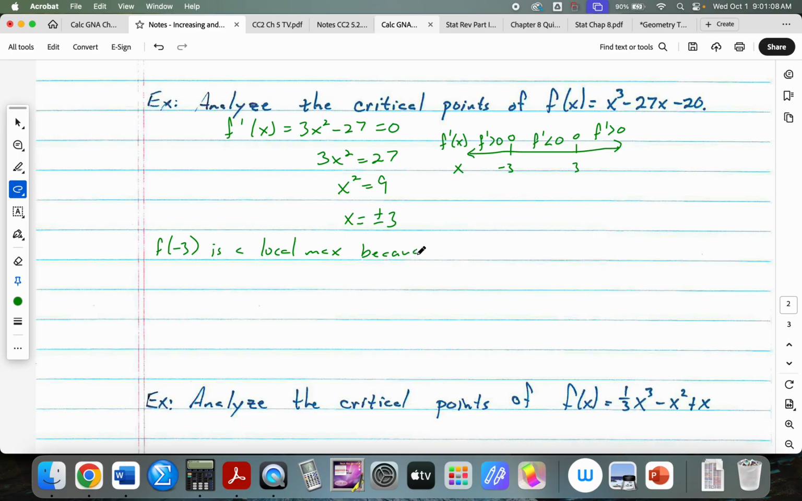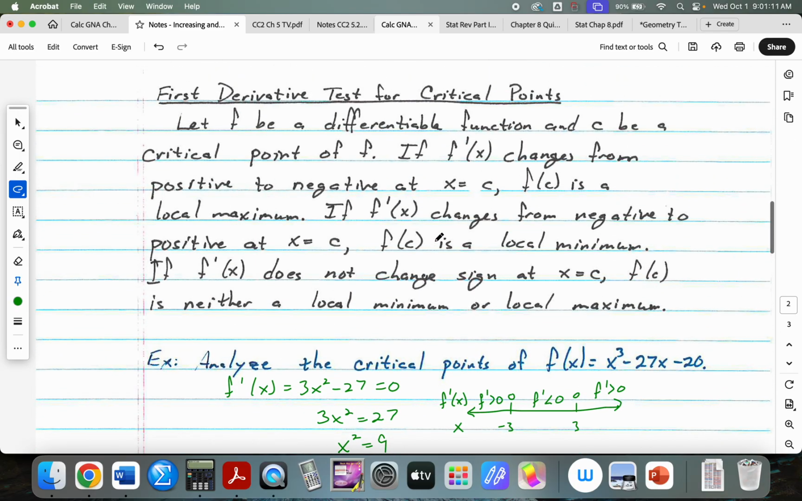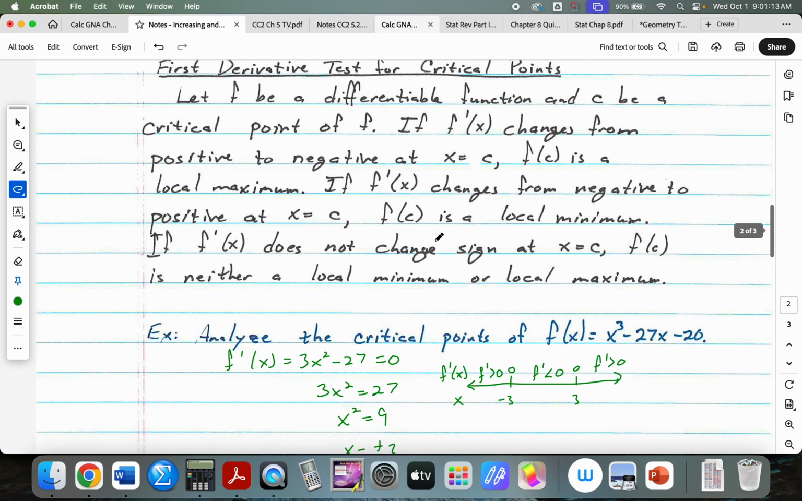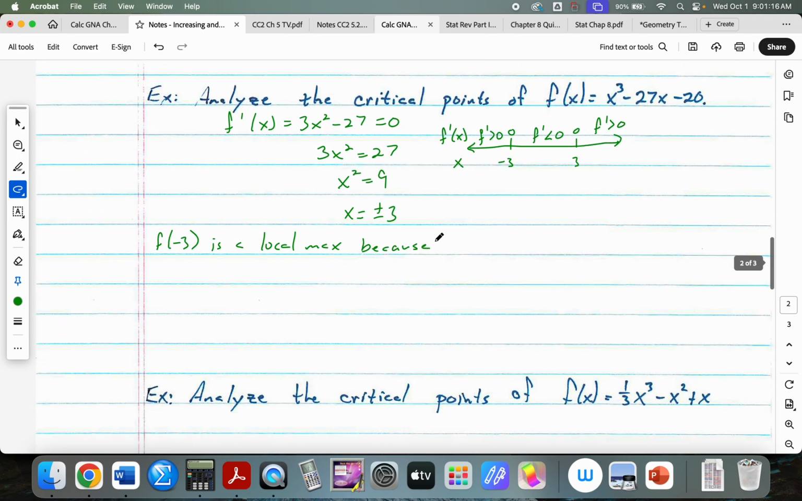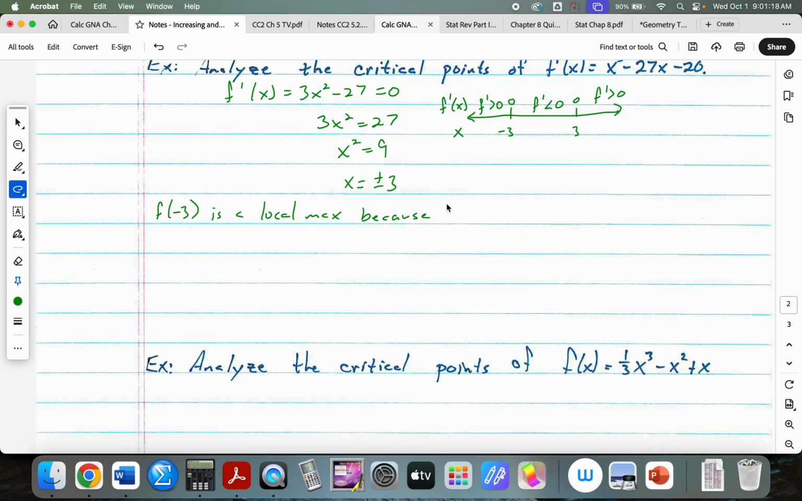because, and let's look back at what this says, it has to be a differentiable function, which means it's continuous also, because f is differentiable and f prime changes from positive to negative at x is equal to -3.